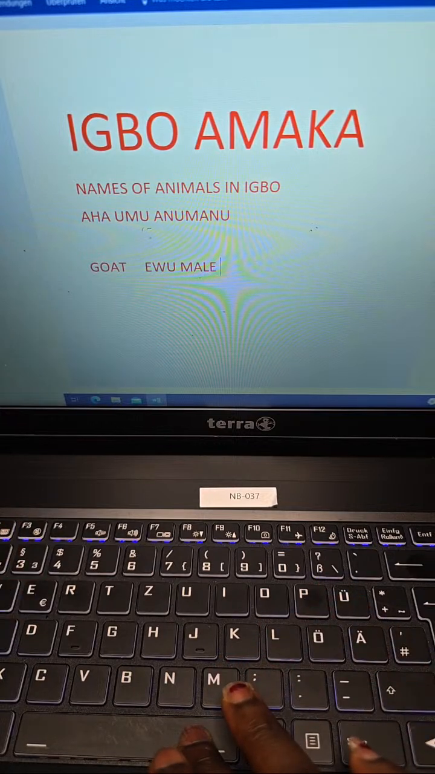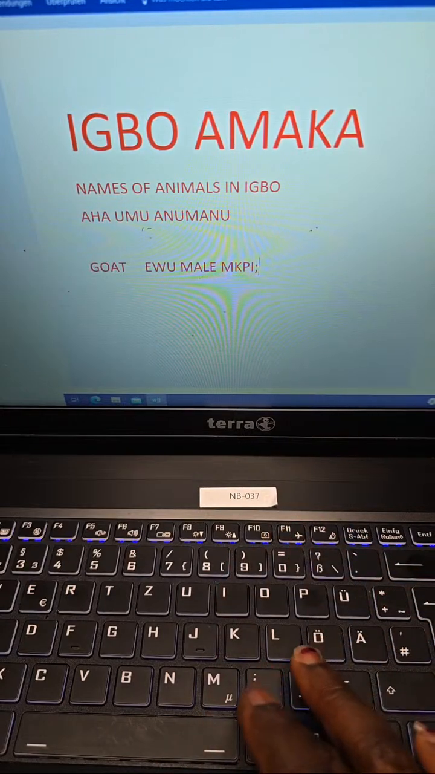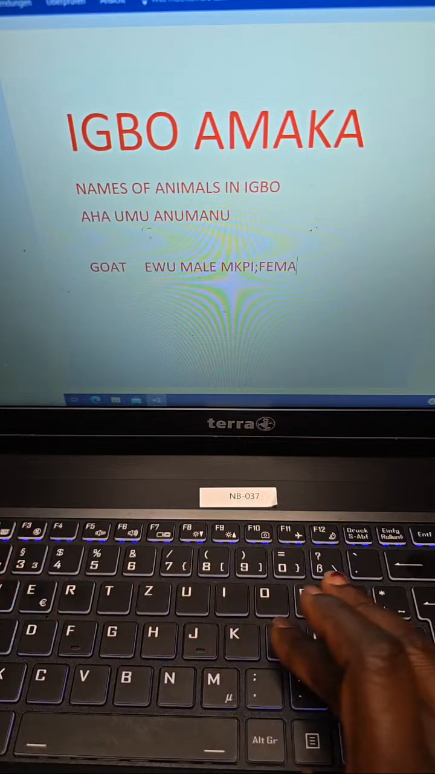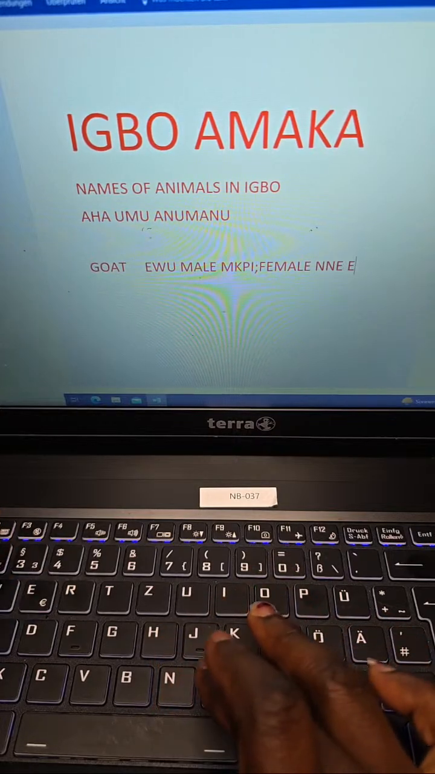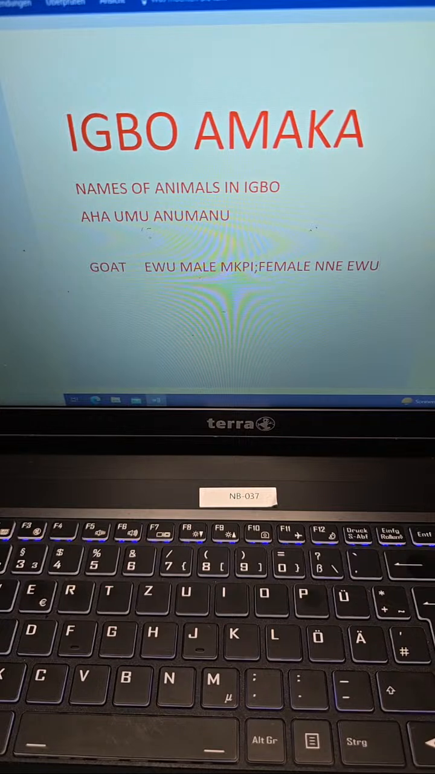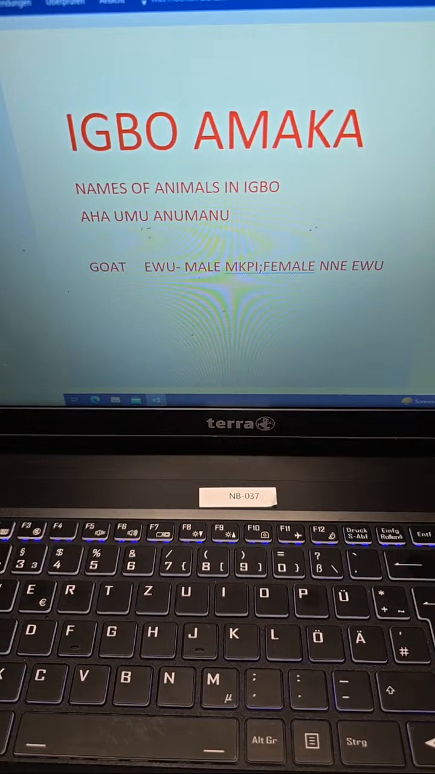Then the male is known as mpi. Then the female is known as nnewu. We have goats, ewu, and in that ewu, the male is known as mpi, the female nnewu.